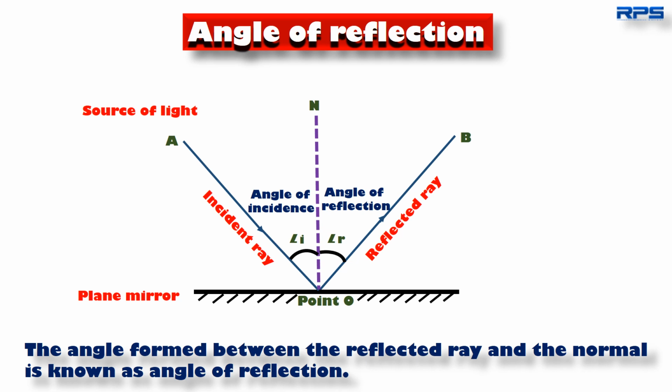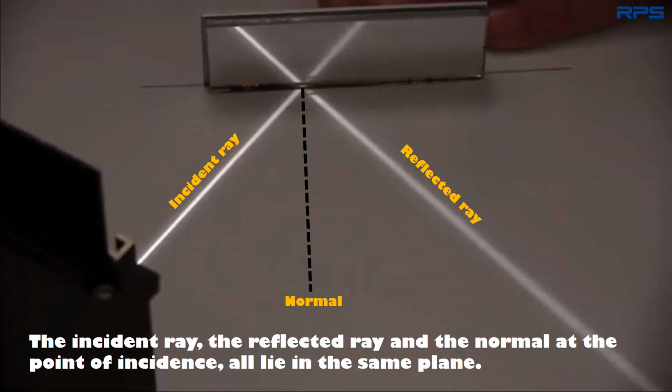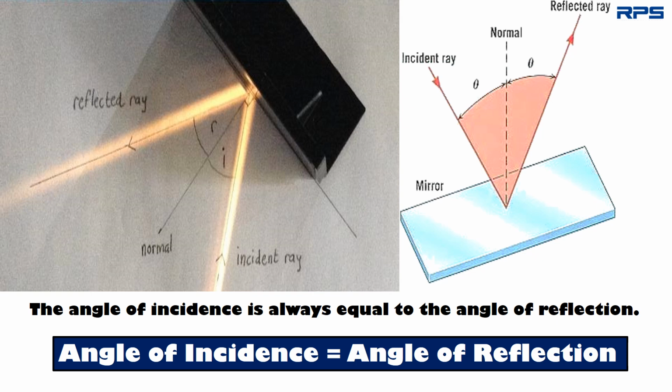There are two laws that govern the reflection of light rays from a surface. These laws are collectively called laws of reflection. The laws of reflection are as follows. The incident ray, the reflected ray, and the normal at the point of incidence all lie in the same plane. The angle of incidence is always equal to the angle of reflection.